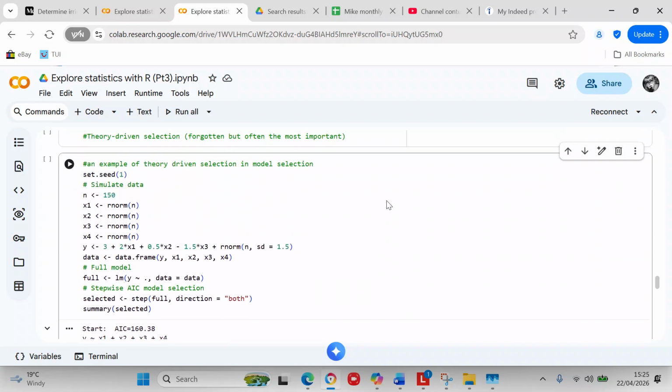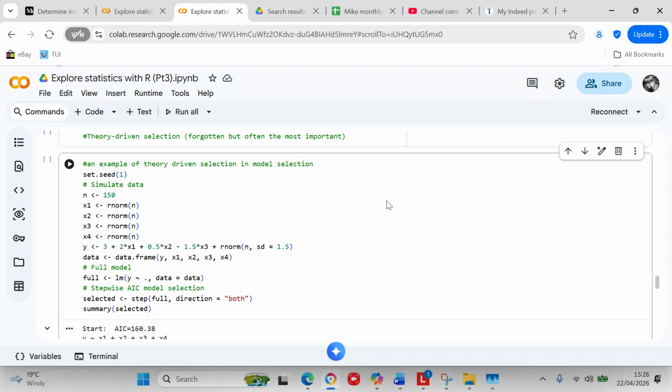So first thing we're going to do is set our seed. So every time you run the cell or run the program, the variables are going to be initialized to the same value. So we're going to type set.seed brackets 1. You can put any number you want in there, and we're going to simulate the data. So n becomes 150, which is the number of samples. So x1 becomes rnorm. That's a randomly sampled normal distribution with 150 samples.